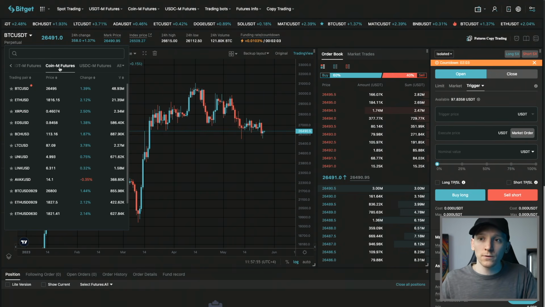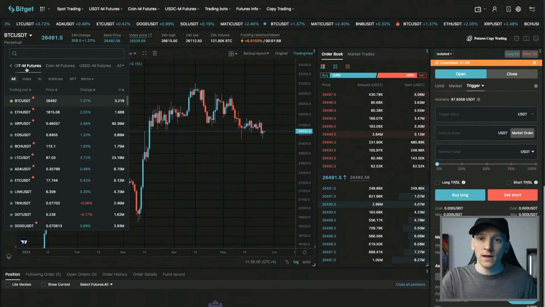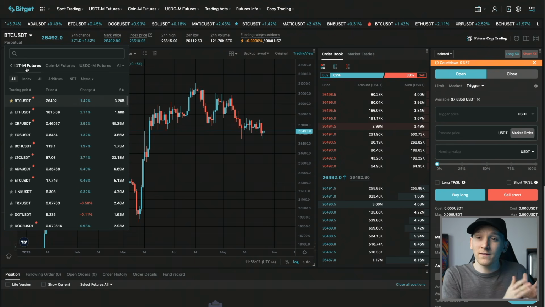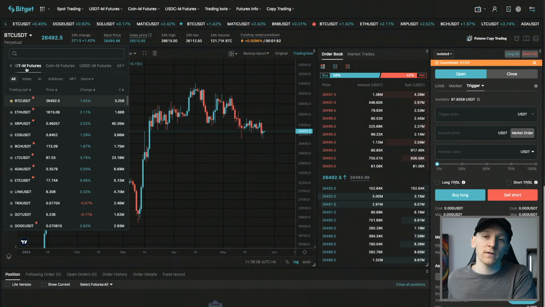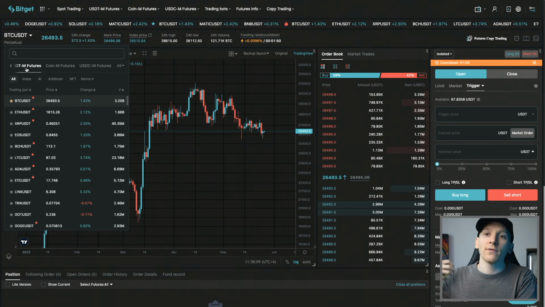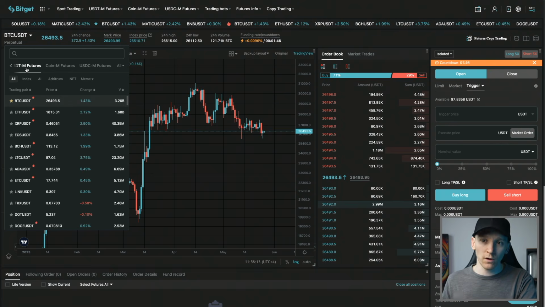So which one should you use? Well, US dollar Tether is the most popular. Most people will use a stable coin as the collateral because that collateral value doesn't change, right? That's the underlying quote currency. And so you know you have $500 there. That's always going to be $500, and you use that $500 to pay for any potential losses.